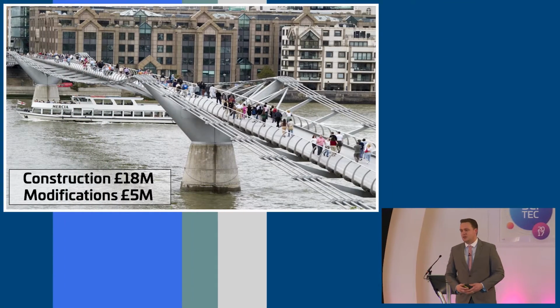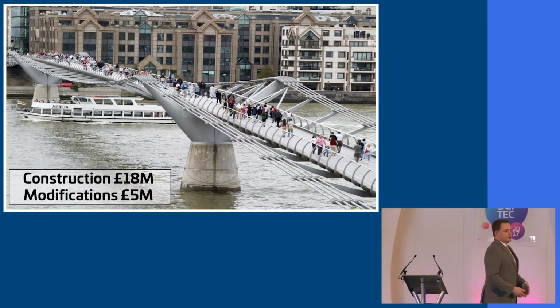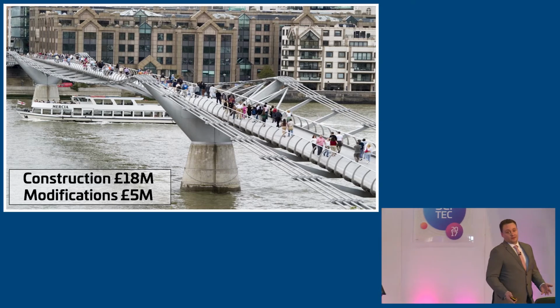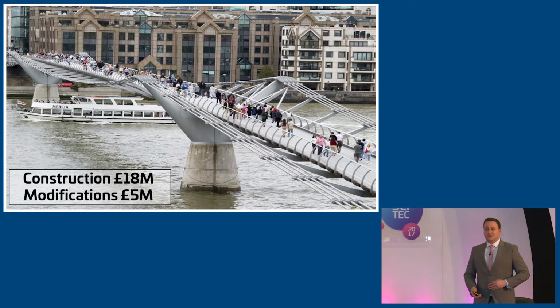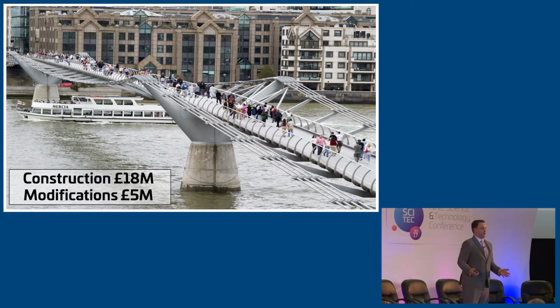Now, what happens if we get it wrong? Well, the results can range from being expensive to being dangerous, and a good example of this is the Millennium Bridge. So this was commissioned in the year 2000 to mark the turn of the century in the new millennium. So it was opened in early 2000 and it was closed shortly afterwards, and the reason being that the bridge oscillated quite widely while people were walking on it.